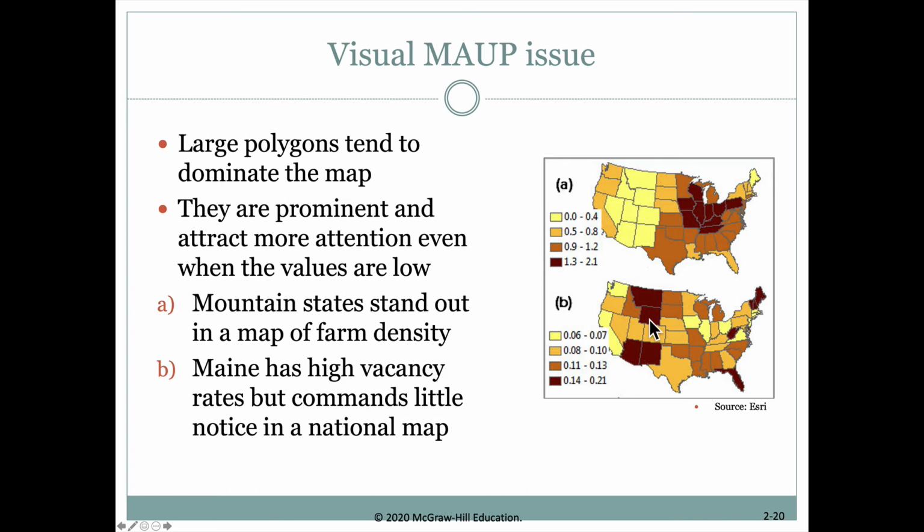And in this case here, with the vacancy rates, small states like Maine or New Hampshire or Vermont have high vacancy rates, but they don't really stand out on the map because they're relatively small states compared with some of these other big states like California and Texas here.